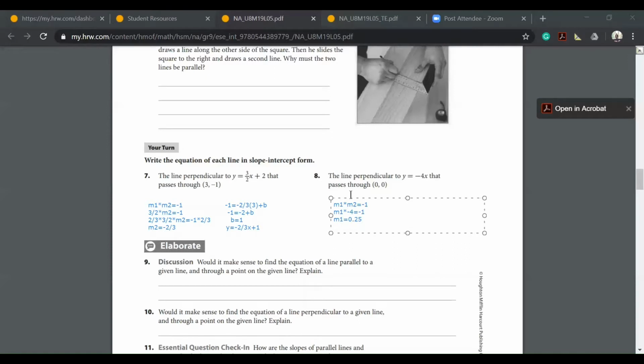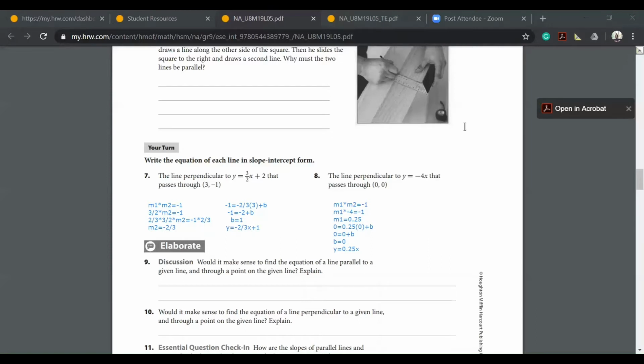And then use this point. So 0 equals 0.25 multiplied by 0 plus b. Anything multiplied by 0 is 0, plus b. So b is 0. Now I can write the equation y equals 0.25x plus 0, which doesn't need to be written. Okay? Okay. Very easy questions.